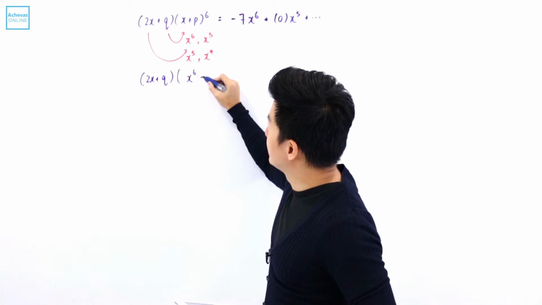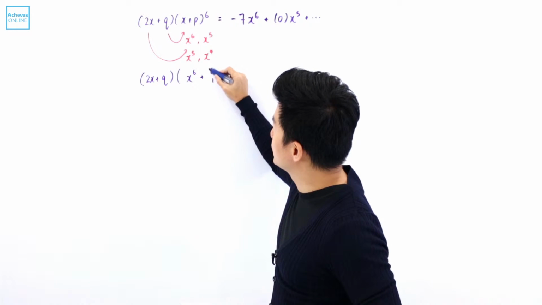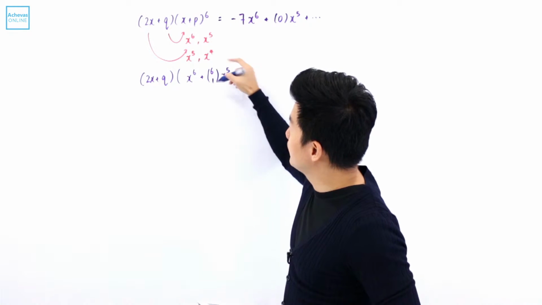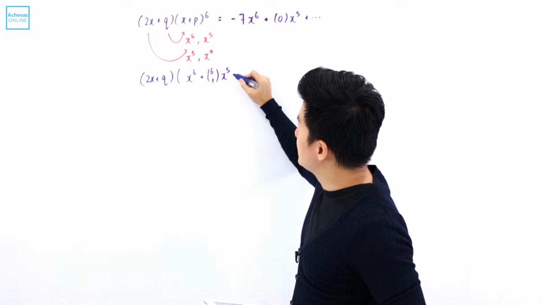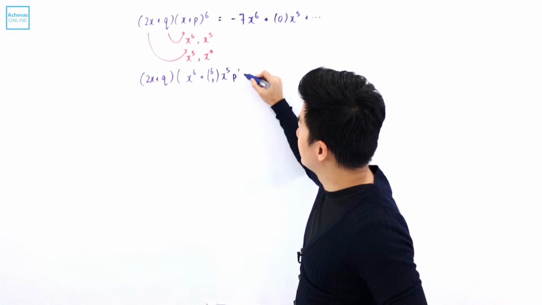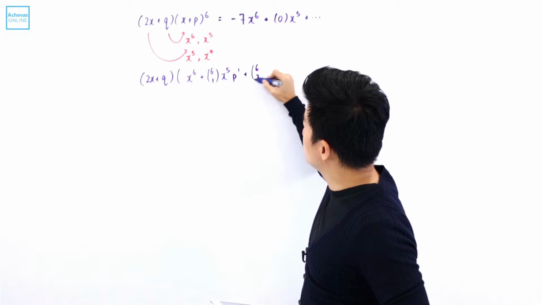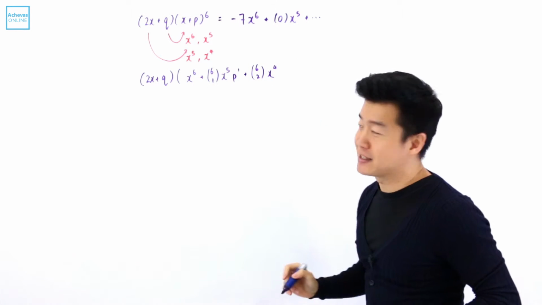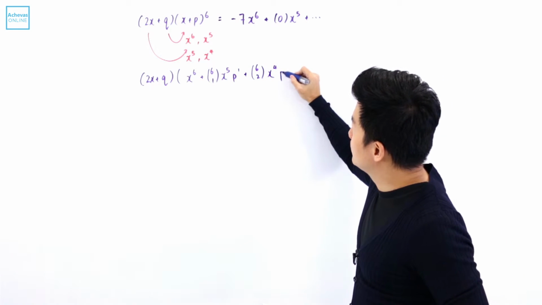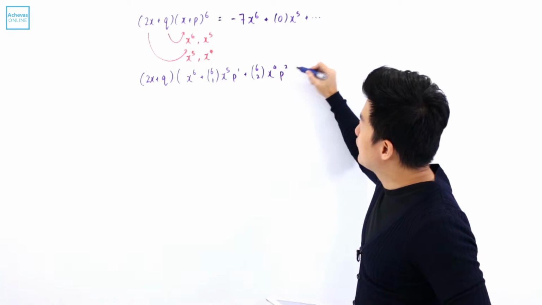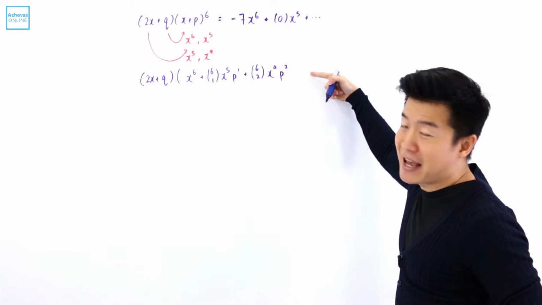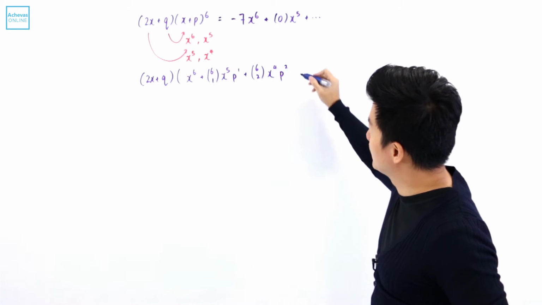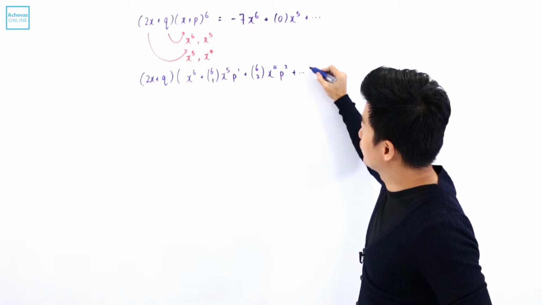of 6, and the next term is going to be 6 choose 1, x to the power of 6 minus 1, which is 5, and that is what we want, and p to the power of 1, plus 6 choose 2, then x to the power of 6 minus 2, which is 4, and that is again what we want, then p to the power of 2. If I were to go for the next term, it is going to be x to the power of 6 minus 3, which is x to the power of 3, and that is already not what we want, so I'm going to just put a plus dot dot dot.